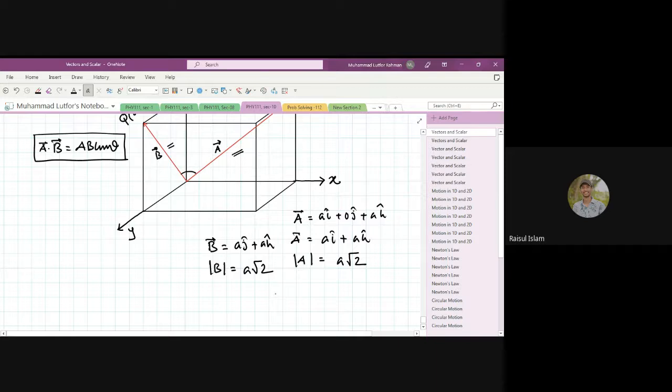Yes, sir. All right, now I'm going to take the dot product of these two, a dot b. I'll write them side by side. aj plus ak.